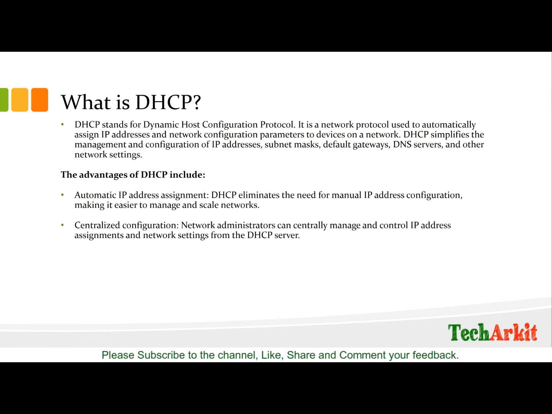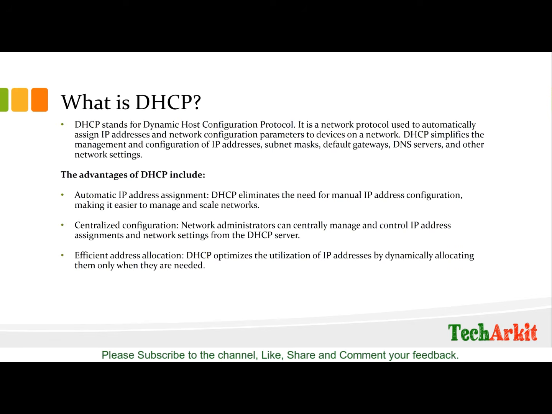So that's how DHCP works. You can define the pool, how many IP addresses are to be allocated, what is the range of IP addresses that can be allocated to the clients, and which range can be allocated to the clients. You can define this on the DHCP server, and it can be centrally managed.